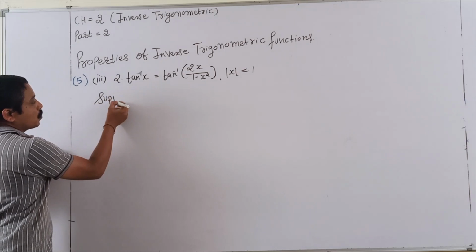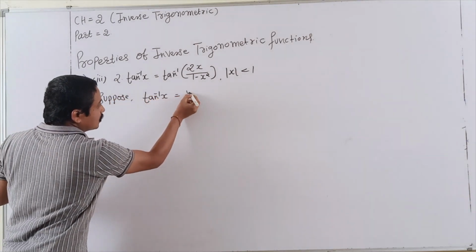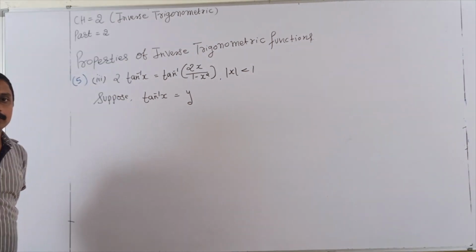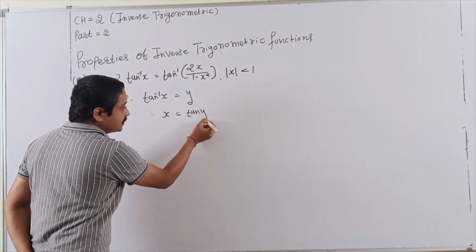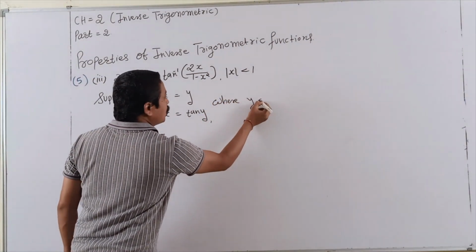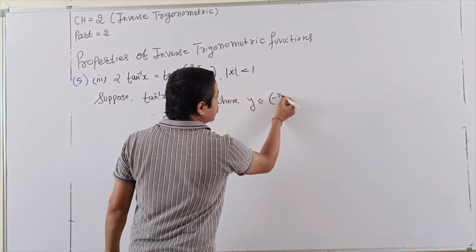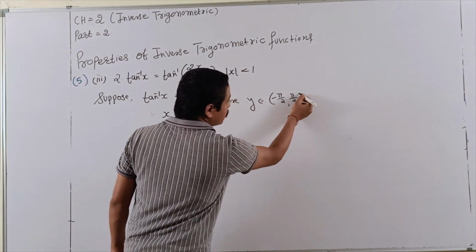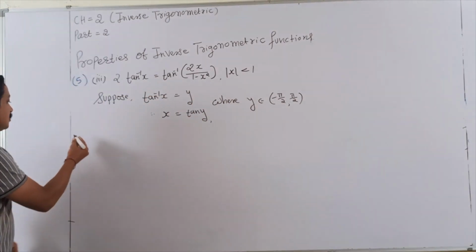Suppose tan inverse x is equal to y, as an assumption. Means what is the x? Yes, it is tan y, where y belongs to this particular range. The range is known: minus 90 to 90. These are the assumptions. Now students, you know the formula.